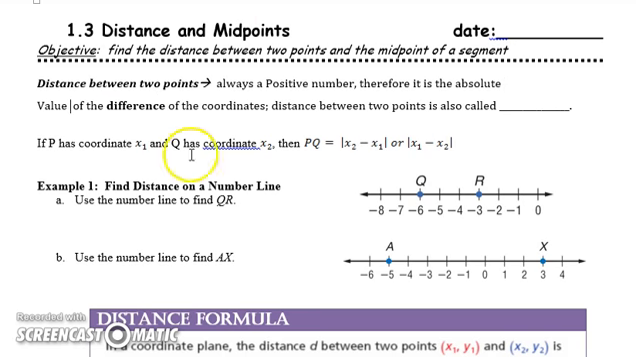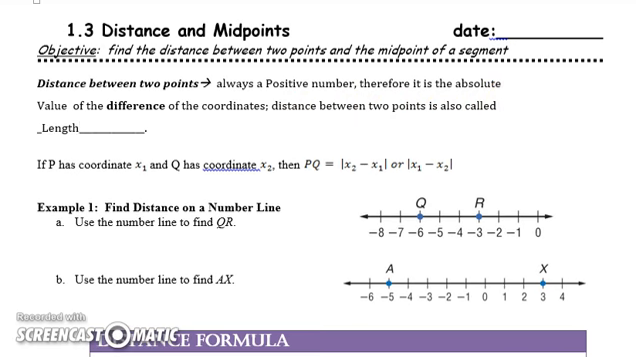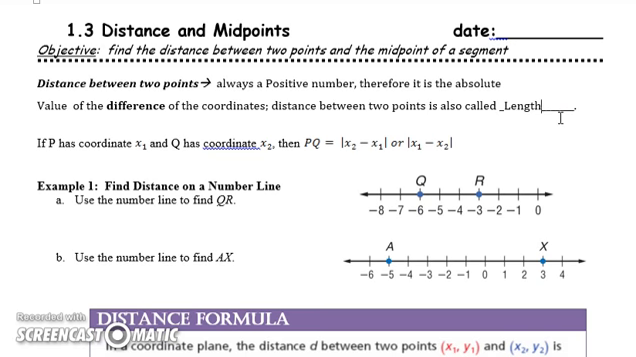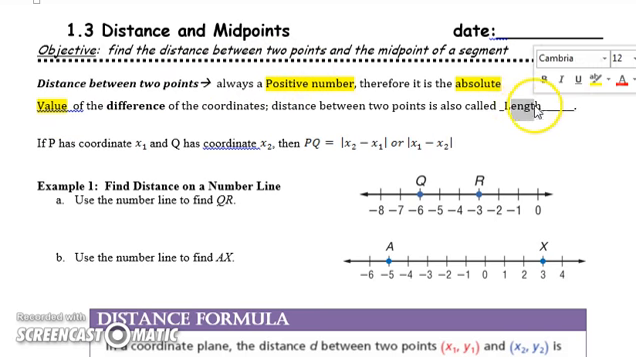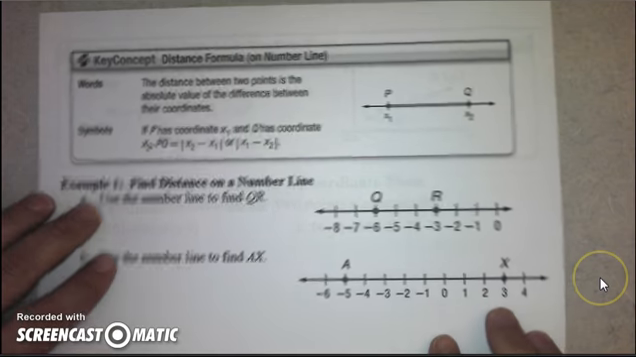Alright, it's the absolute value of the difference, so subtraction, of the coordinates. The distance between 2 points is also called length. Alright, so here, those are the blanks. Those highlighted words are the blanks you should have there in your notes. Okay? Alright, let's go ahead and take a look then again at our notes here.